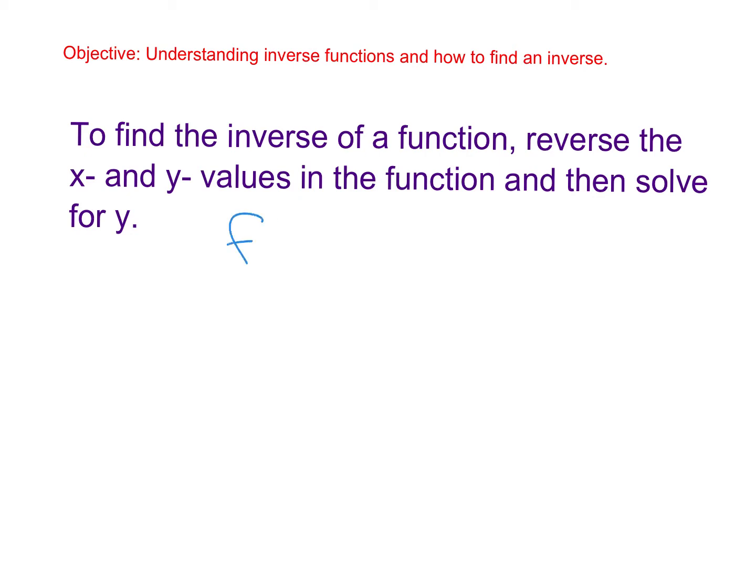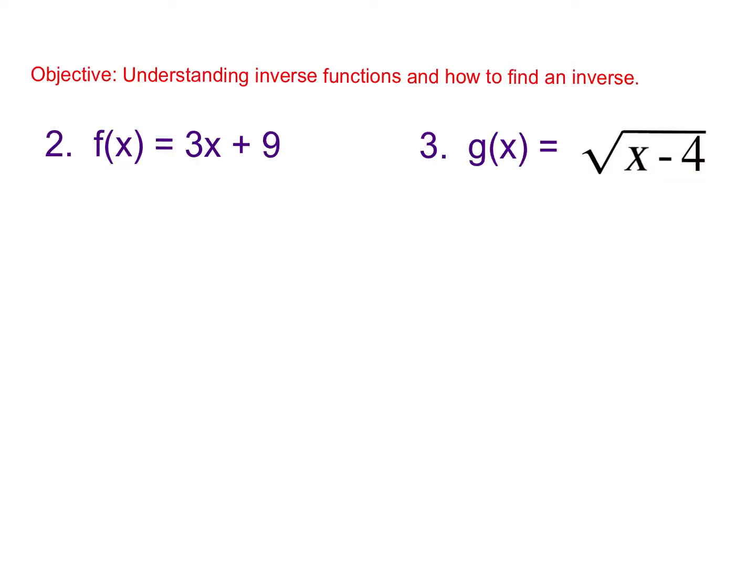So if you have f of x, you always want to put your y in first. So y equals blah, blah, blah. Then we flip it and switch our x and our y. Okay? So we always want to have a y in the problem instead of f of x. So we flip our x and our y, and then we solve.